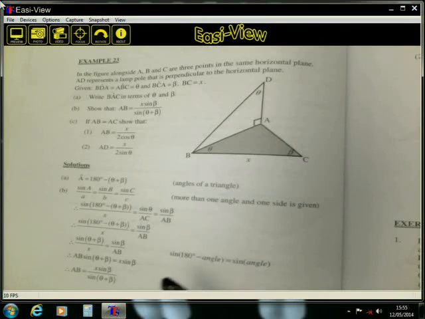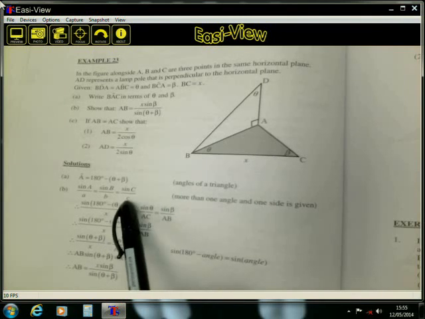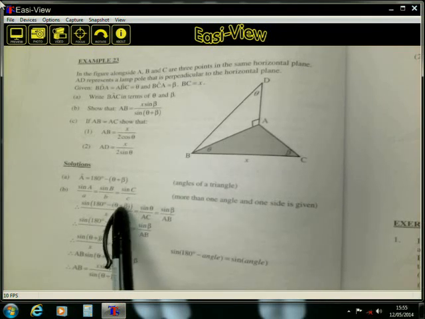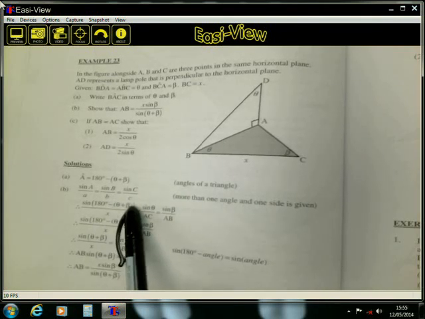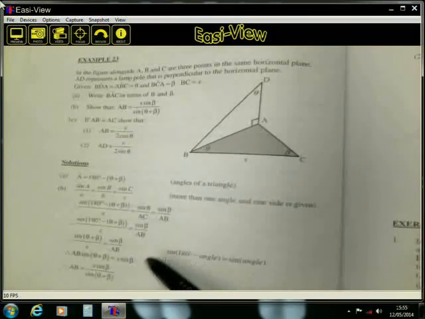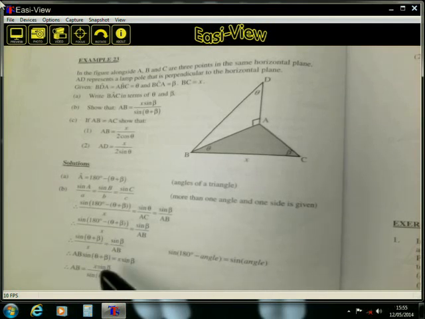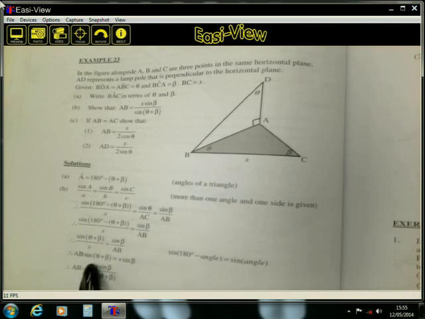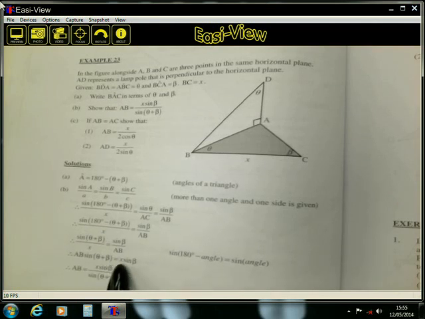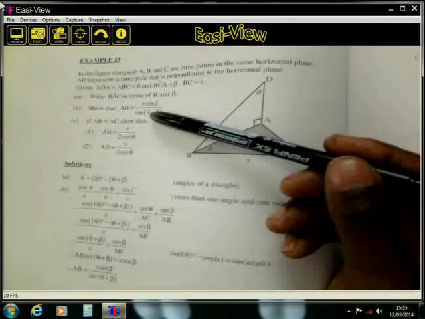Remember, we're dealing with compound angles. This is an angle, all right. This is an angle, all right. But this theta plus beta, when it is within brackets, is also an angle. It is what we call a compound. That's why we have changed this to this one. And now you have AB, when you cross multiply, sine theta plus beta equal to x sine beta. And then why do we make AB the subject of the formula? Because this is what we are required to prove.